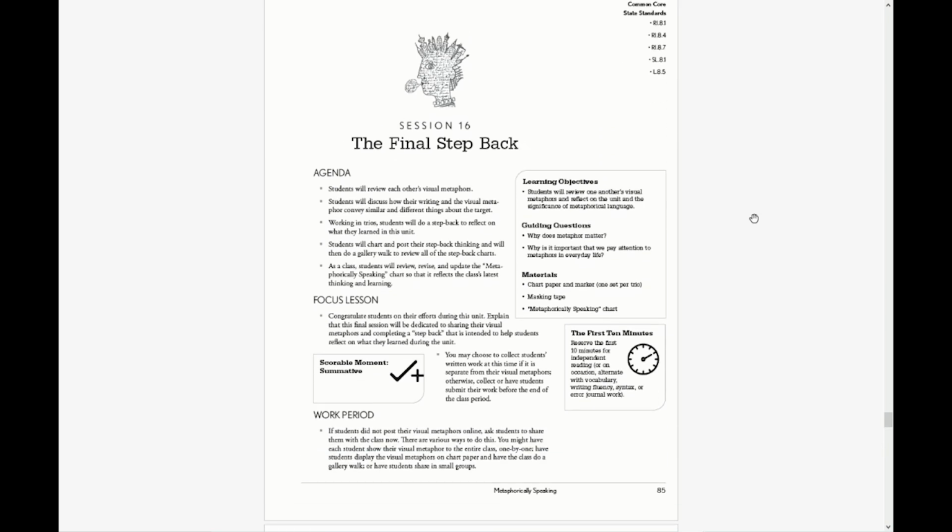And in session 16, students have an opportunity to share their writing and their metaphors with one another. You can do that in different ways. So it's possible for you to set this up through an online process where students post their final projects and students can review them online. Or students can do a gallery walk, share them, present them. There are multiple ways of approaching that.